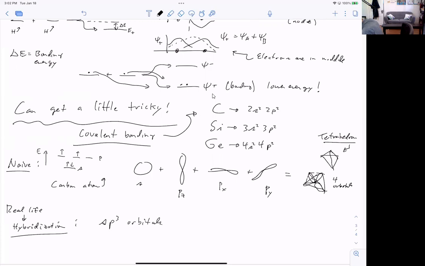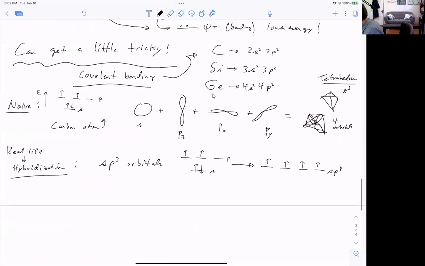And so instead of getting this kind of a picture, which you might think of using Hund's rules, you don't get that, but instead you get, where this is S and this is P, four orbitals that are all the same. And you get the electrons in those four orbitals. I'll just draw them like this. And these are sp3 orbitals.